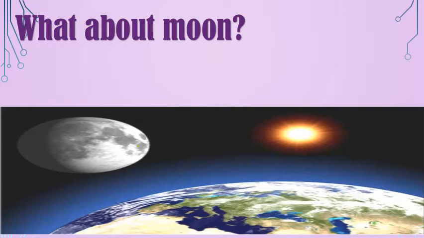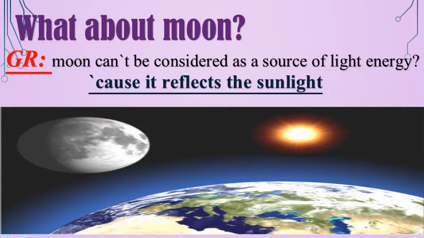When you stand in front of a mirror, you can see your picture, right? Does that mean that your real body exists inside the mirror? No, the mirror just reflects your picture. And we will learn why later. But the moon isn't considered a source of light because it just reflects the sunlight that falls on it, like this picture in front of you. So when I ask you to give a reason why the moon can't be considered a source of light energy, why? Yes, because it reflects the sunlight.